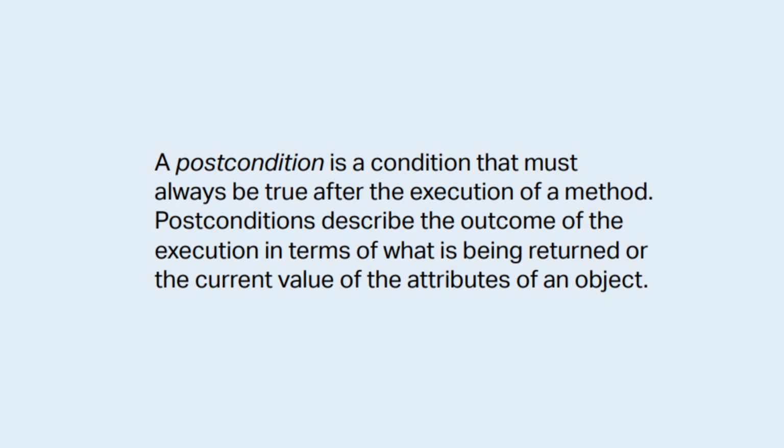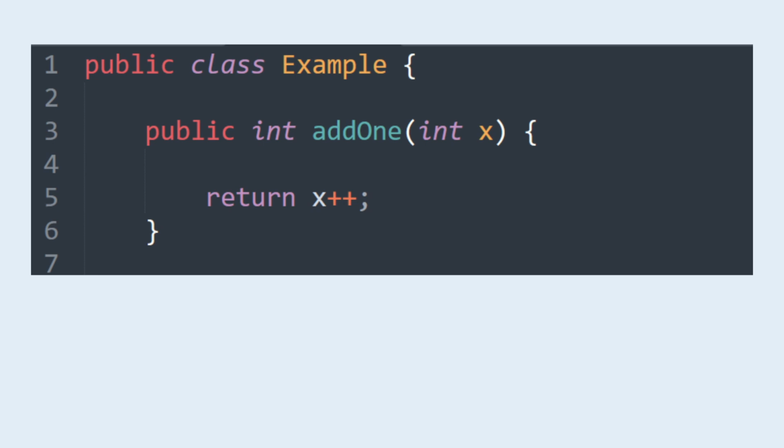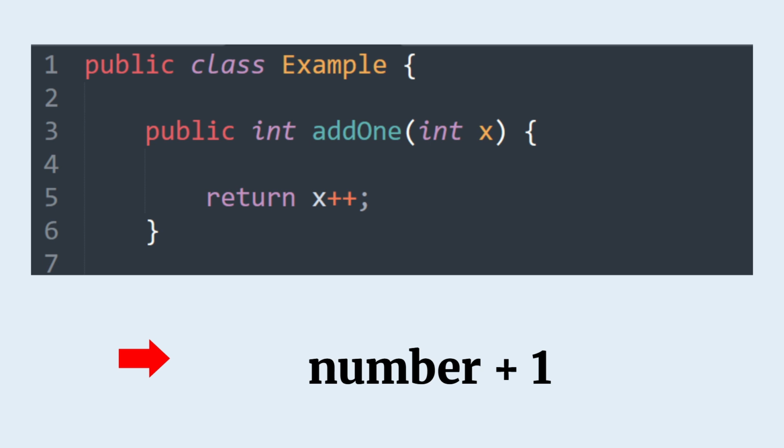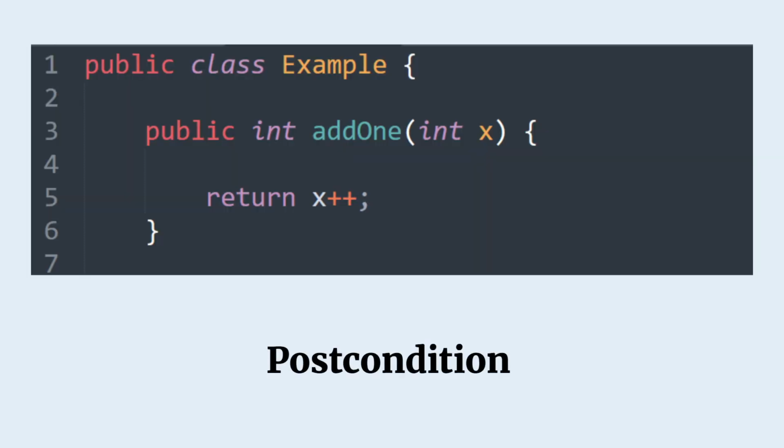A postcondition is a condition that must always be true after the execution of a method. Postconditions describe the outcome of the execution in terms of what is being returned or the current value of the attributes of an object. Postconditions are a little simpler. If I have a method that adds 1 to an inputted number, the method must return a number that is 1 more than was input. Very simple, very intuitive. This is called the postcondition. And that brings topic 1.8 to a close.